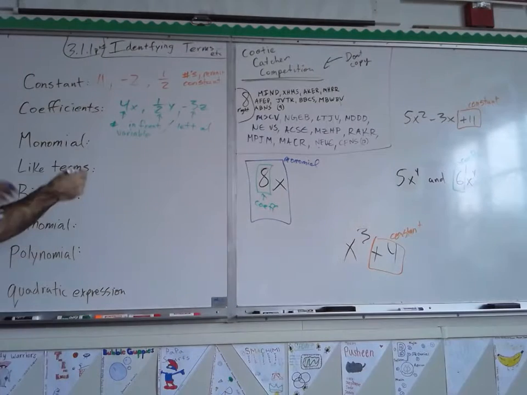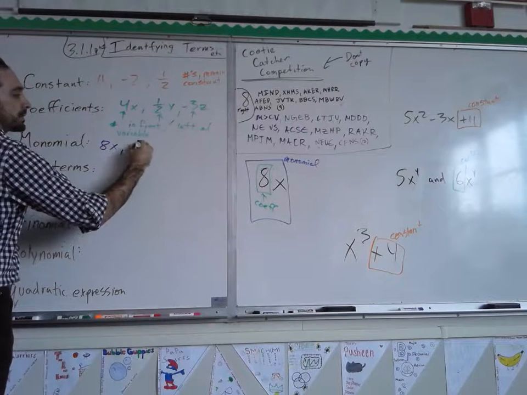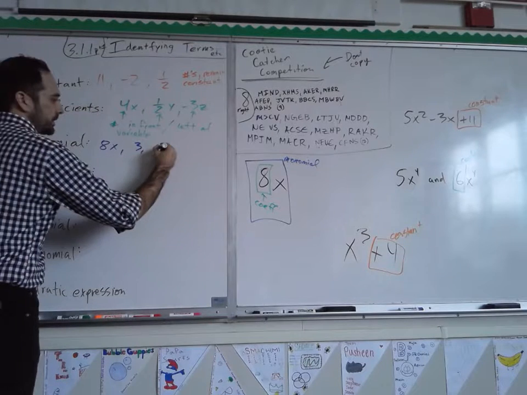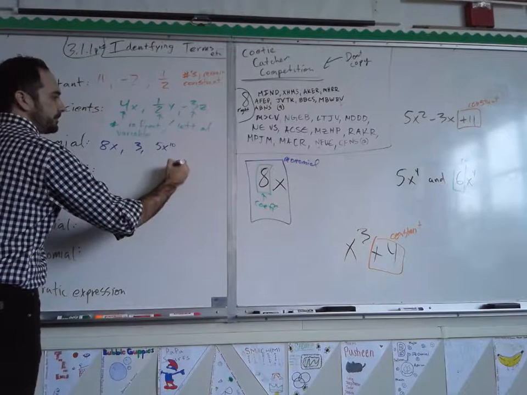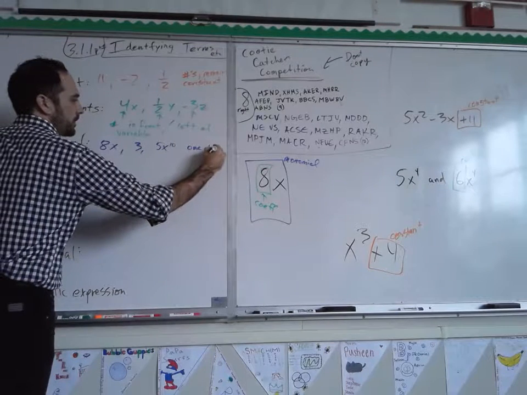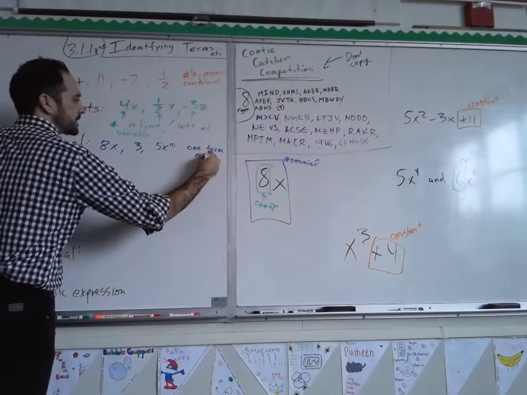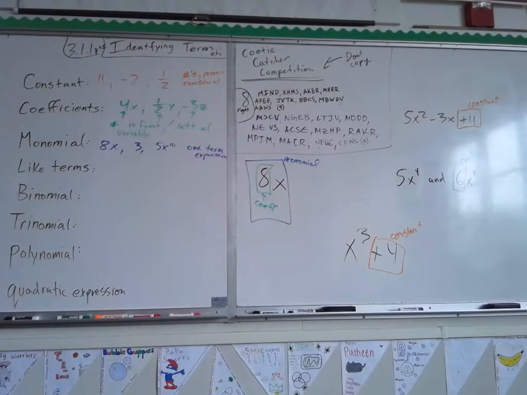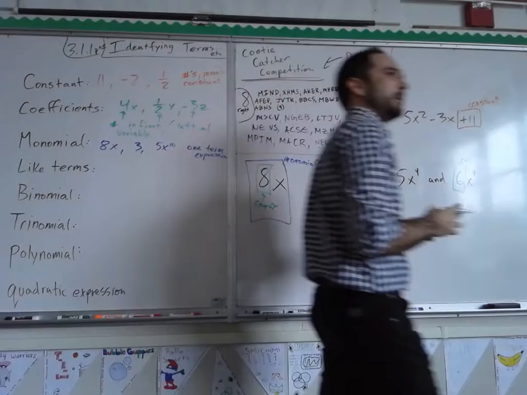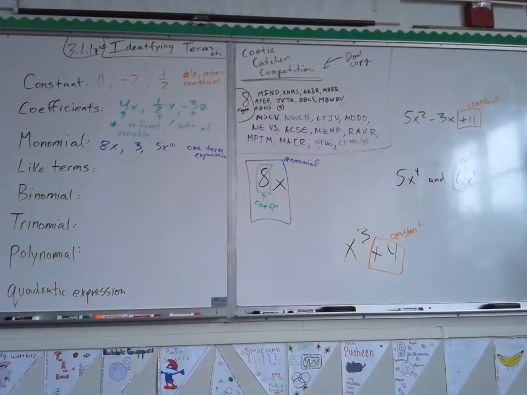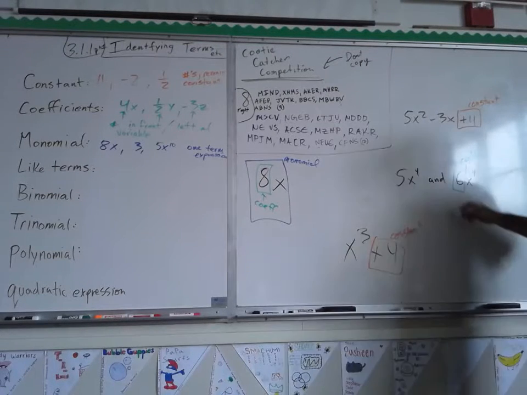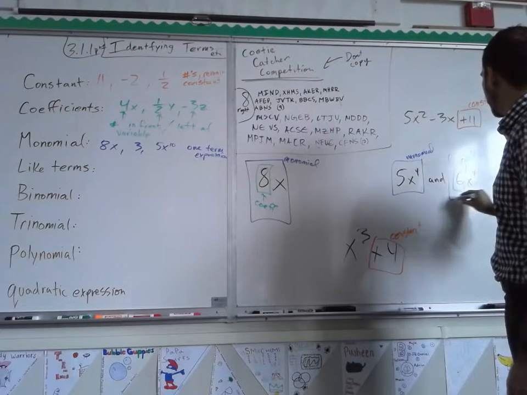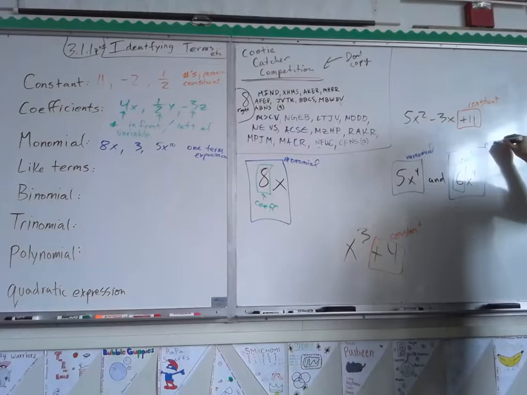We had 8x. You can have just a number, a 3. So a constant is a one-term expression as well. You can have 5x to the 10th. It's basically just a one-term expression, and an expression is just a series of terms that doesn't have an equal sign in there. So here we have the monomial. Even though these are comparisons here, you can say that's a monomial. You could say that, oh yeah, that's a monomial. Right. Okay.